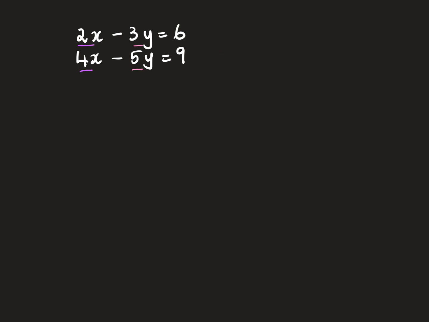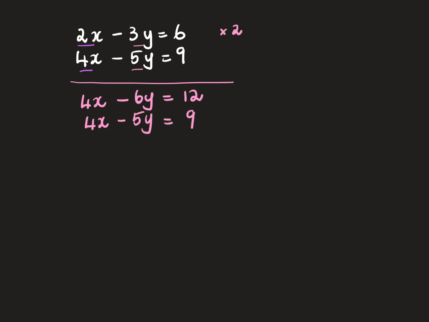So that's one strategy. The other strategy is I could just double that top one. If I double that top one, that will give me 4x minus 6y equals 12. And I've also got 4x here on this second one, 4x minus 5y equals 9. So I think I like that way. That's a bit simpler. Now I want 4x to go away. Am I going to be adding or subtracting these? Okay, I'm going to need to subtract.